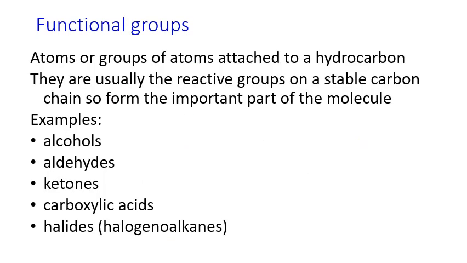In organic chemistry, we use the concept of functional groups. Functional groups are atoms or groups of atoms attached to a hydrocarbon. They're usually the reactive groups, the things that undergo reactions, and they're on a stable carbon chain, so they form an important part of the molecule. Examples that we're going to look at are the alcohols, the aldehydes, ketones, carboxylic acids, and the halides, which are the haloalkanes. So basically an alkane where a hydrogen is replaced with a halogen.